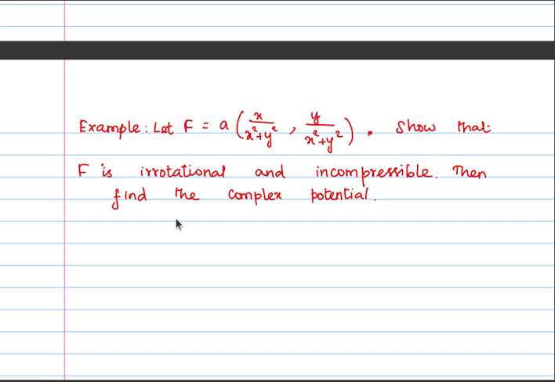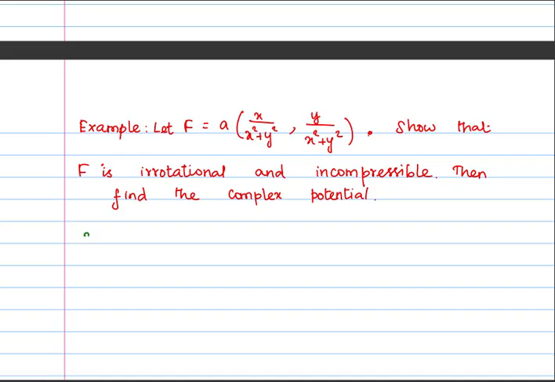Hello friends, we are going to solve this problem. In this problem, they have given a vector field F. We want to prove that F is irrotational and an incompressible fluid flow, then find its complex potential.